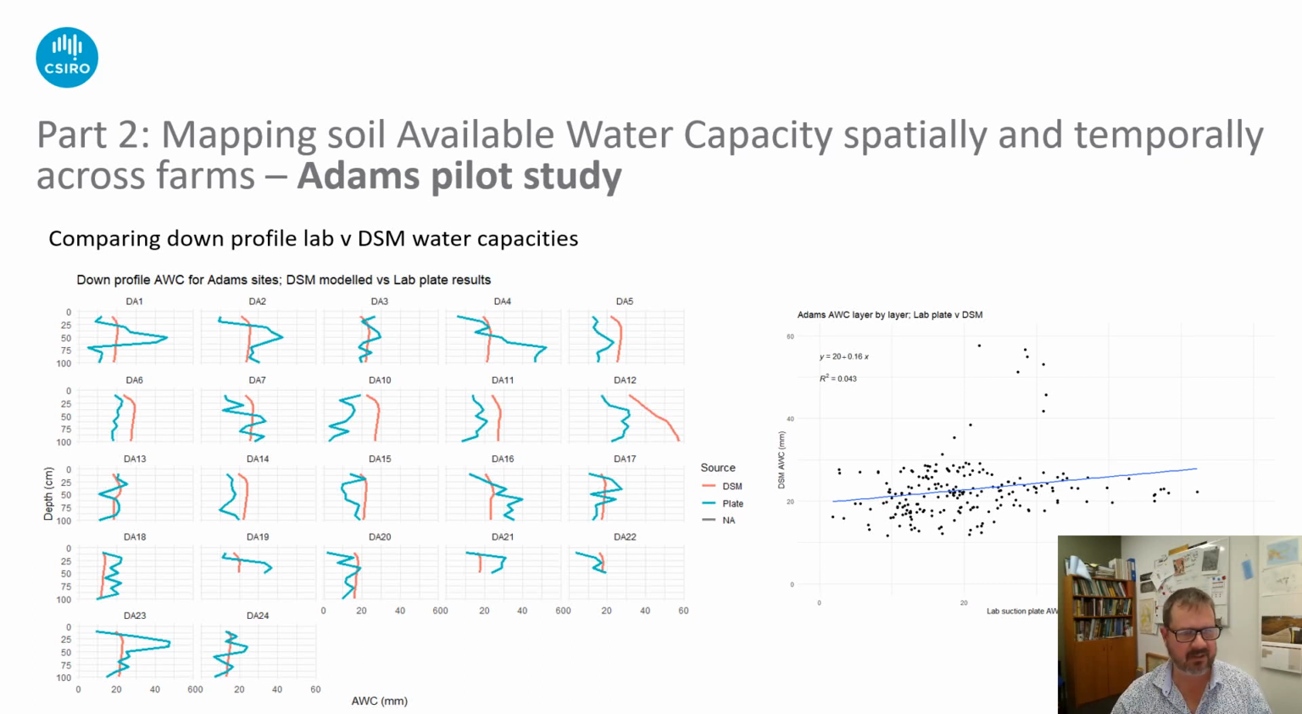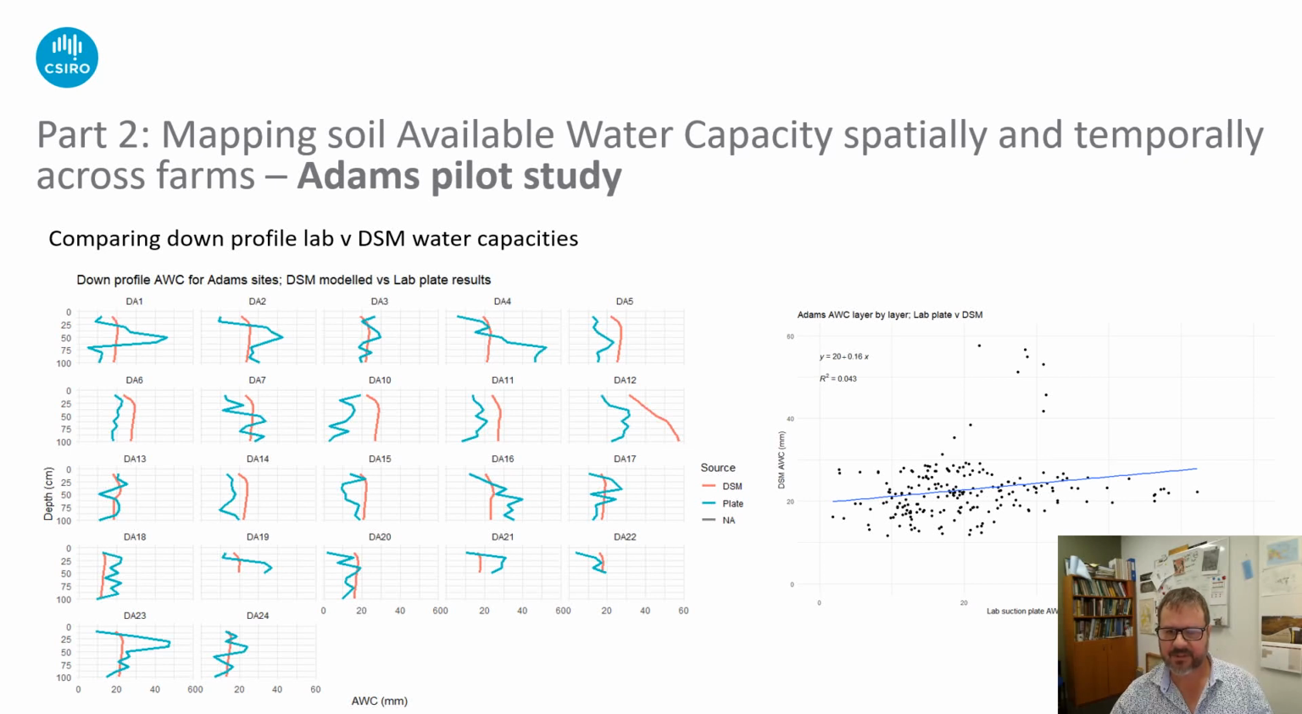But in total, say if we take DA3, if you total the AWC from the blue line and the red line, they would be roughly about the same. However, we've got some glaring variance where the DSM has over predicted the AWC. We should take the lab AWC to validate against.